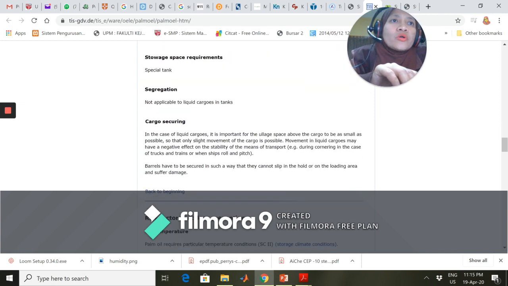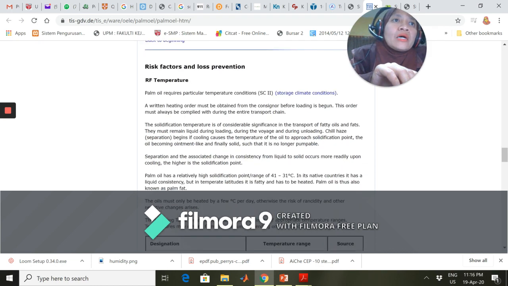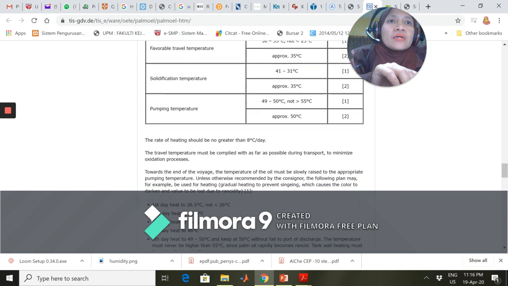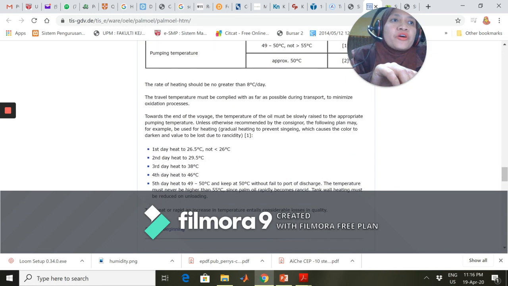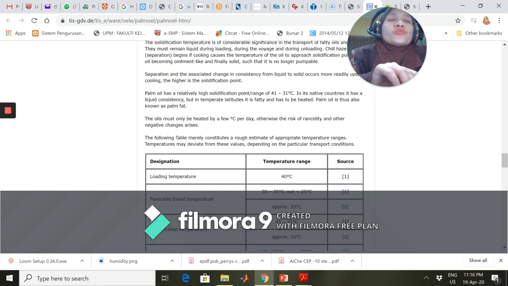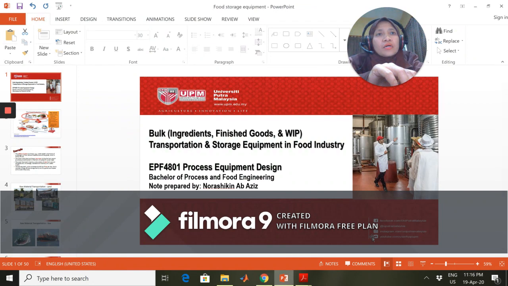I read somewhere inside here how they control the oxygen content inside the storage tank by filling the tank as much as they can. They only provide a certain gap inside the tank for expansion of the oil. That is among the practices that they apply in order to control the oxidation of the oil. All right.